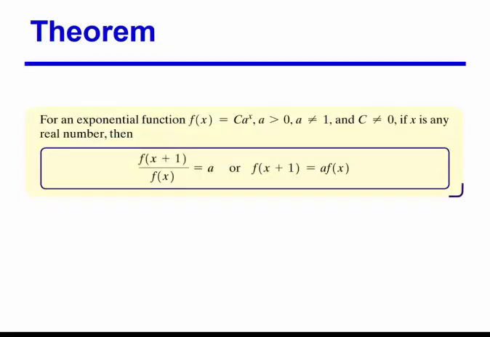For an exponential function, f of x is equal to c times a to the x. Again, the restrictions are that a is greater than 0, a does not equal 1, and c does not equal 0. If x is any real number, then f of x plus 1 over f of x is equal to a, or f of x plus 1 is equal to a times f of x.